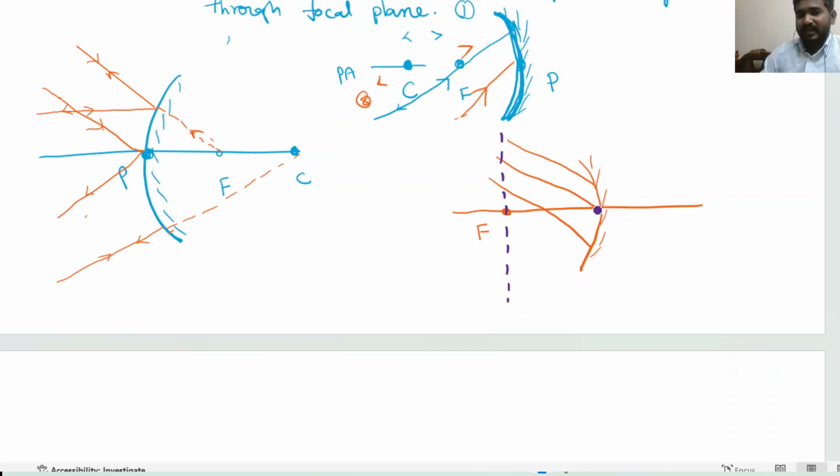And first you can extend it. This light ray will be incident at the pole. Then this light ray will intersect the focal plane at a certain point. Then definitely all the remaining light rays also pass through that point only, and this line also passes through this point only. Like this, a parallel beam of light incident on the curved surface reflects from a focal plane.